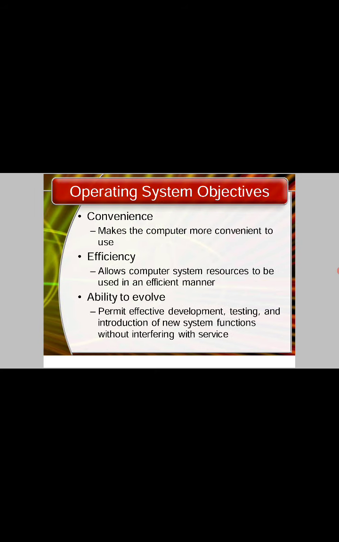So, what are the objectives of the operating system? Convenience, efficiency, and ability to evolve. Convenience means it makes the computer more convenient to use. Efficiency means it allows computer system resources to be used in an efficient manner. Ability to evolve means it permits effective development, testing, and introduction of new system functions without interfering with the service.